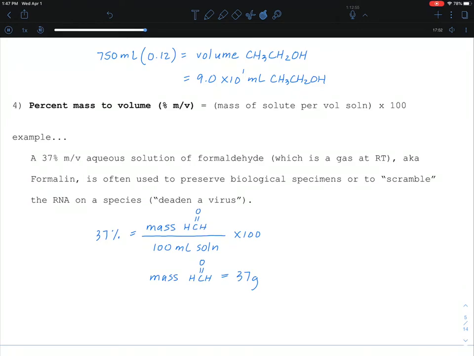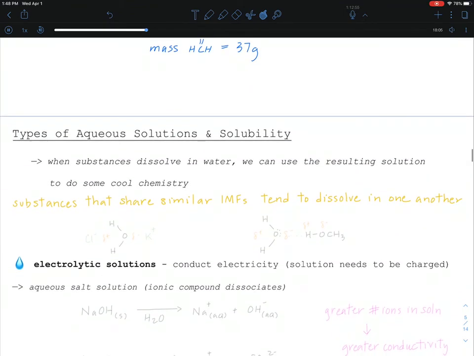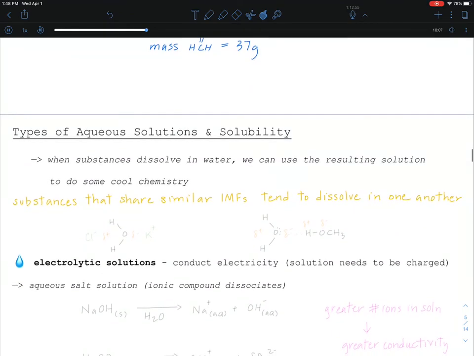I want to move on and start talking about the types of aqueous solutions, and let's get into solubility rules. So your book has a whole chart of these solubility rules. You are going to have to learn these because it's going to be your job to figure out what is soluble in a solution and in a reaction equation and what is going to precipitate. So first, what I want to do is just introduce some types of aqueous solutions.